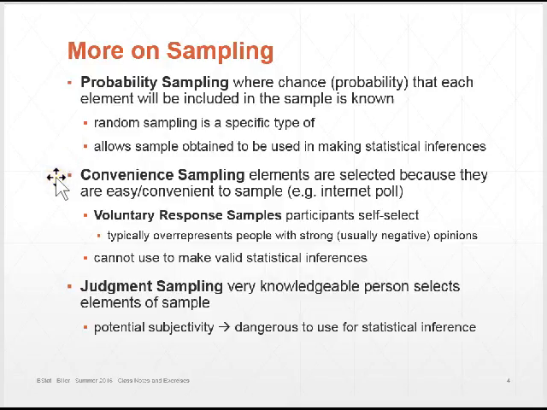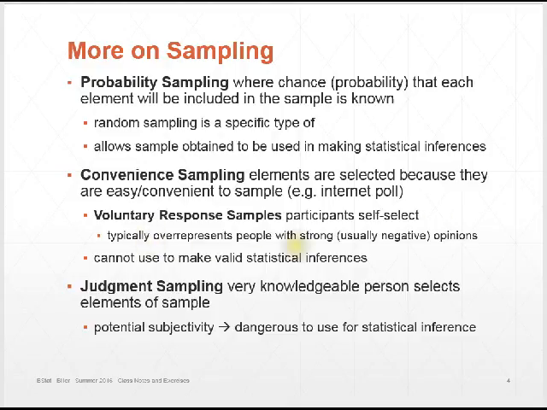On the other end of that continuum, we have convenience sampling, and here the sample elements are selected based on their ease or convenience to sample. For example, an internet poll is very convenient for the website offering it because it involves voluntary response samples in which a participant self-selects.